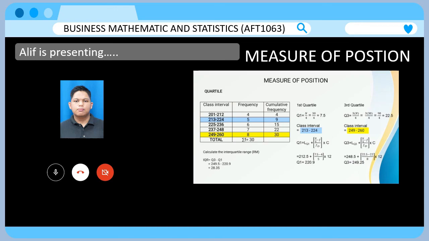multiply by class width. So we put the lower boundary 248.5 plus 22.5 minus frequency 22, divided by 8, and then we multiply by class width 12, and we get the answer for quartile 3, 249.25. Then we need to calculate the interquartile range. The formula is quartile 3 minus quartile 1. So we get 249.5 minus 220.9, and the answer is 28.35.